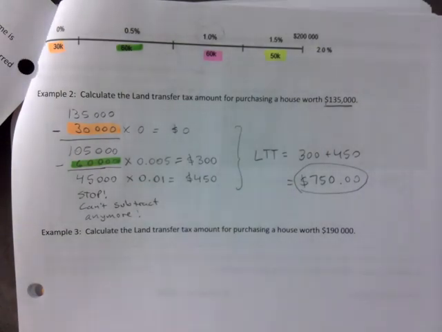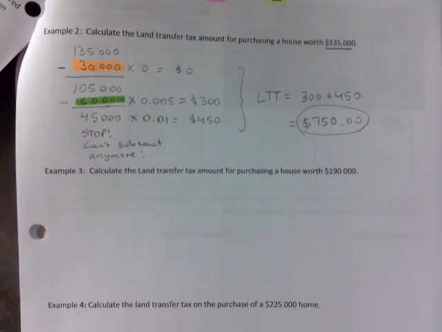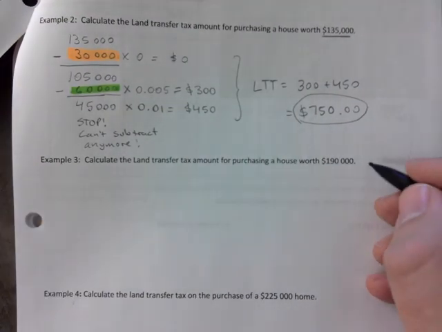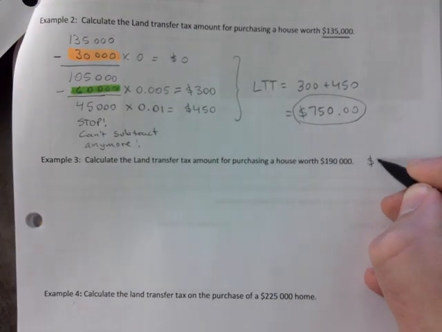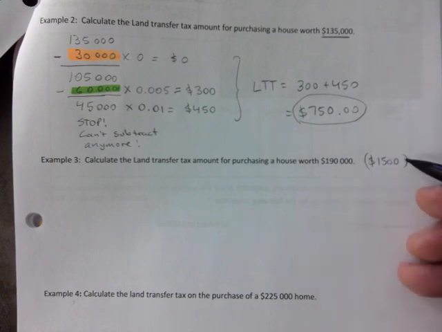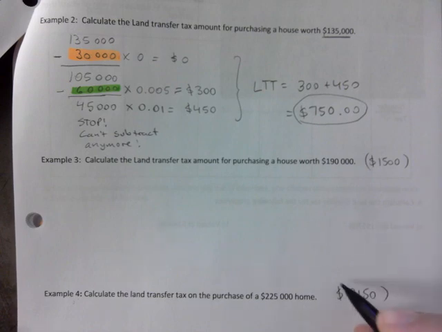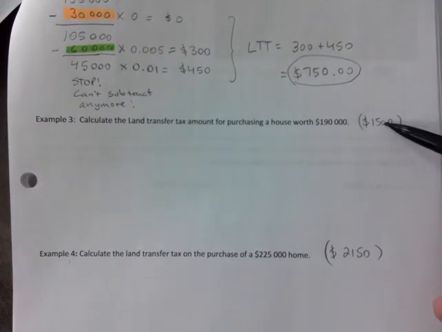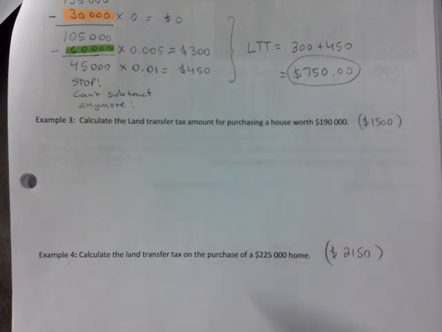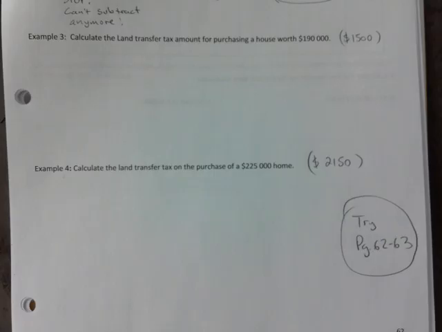So now I will stop here because I need you to practice a couple more before we go. I want you to try example 3 and 4 at first. Then keep going, but once you've checked in and made sure you get everything right. This one is 1,500 that you're supposed to get. This one is 2,150. Okay. So can you calculate the land transfer tax for example 3 and 4? I will check, because tomorrow I'm going to quiz you on that. There's additional work there.